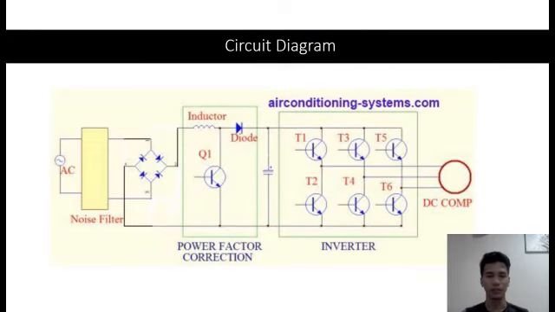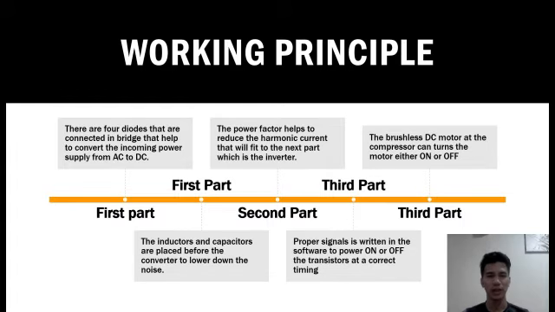Okay, next we move to the circuit diagram of the inverter air conditioning system. There are three parts, which are the noise filter, the power factor correction, and also the inverter part. Next, I will explain the working principle of the system.